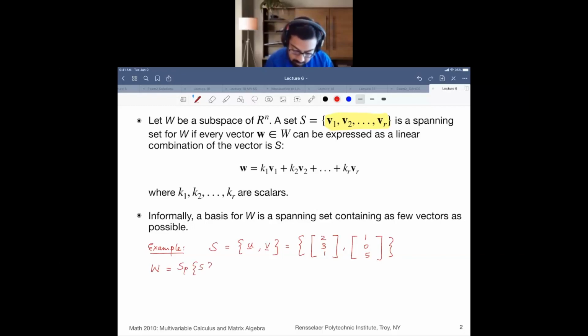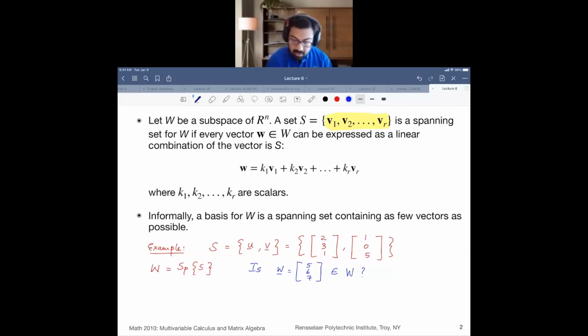The definition of span is any linear combination of the vectors in the set. So the subspace W is right now defined as: you can take any amount of u and any amount of v and get a vector in this subspace W. So W is the span of S. Let us ask a question here. Let us define another vector w, say (5, 6, 7), and ask whether it belongs to the same subspace W.